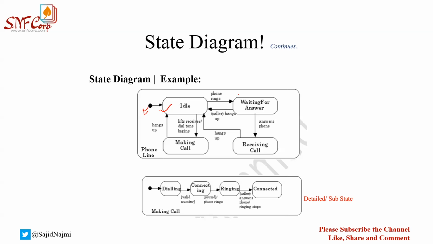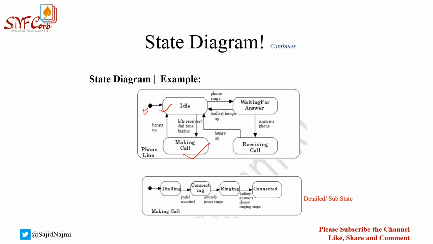And then you hang up, and then again it goes back to the idle state. Right? Now, this was someone calling you. Now, if you have to call someone, your phone was initially idle, and then you lift the receiver or start typing the number on your mobile to make a call. So this is another state. Now, this is on a very high level.